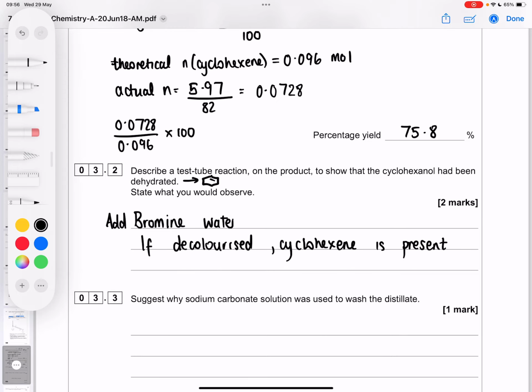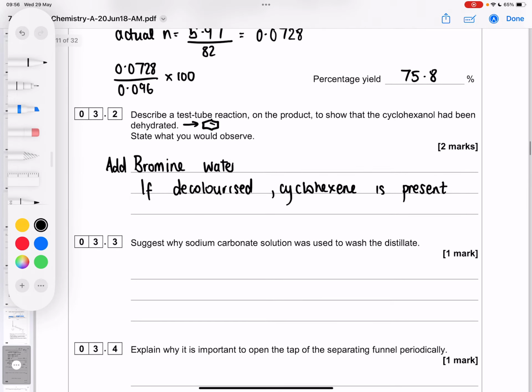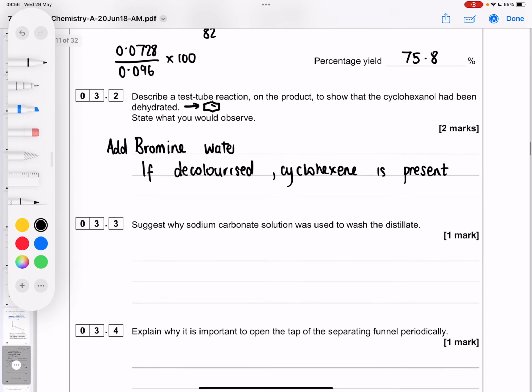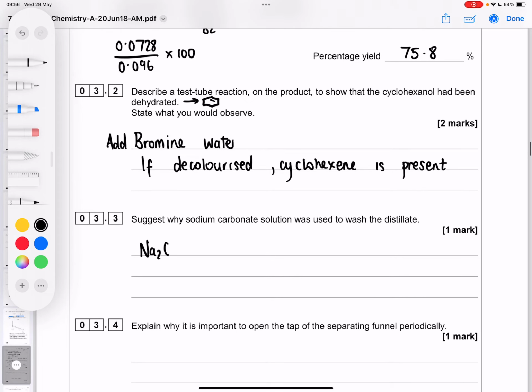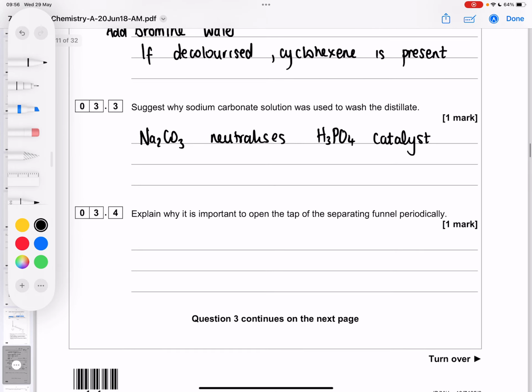So why did we add that sodium carbonate to the distillate? Remember, it was put into a separating funnel. We added sodium carbonate. That Na2CO3 is going to neutralise the phosphoric acid catalyst. It's going to remove that catalyst. And we then said we were going to open the tap to release the pressure because CO2 would be produced in this reaction.